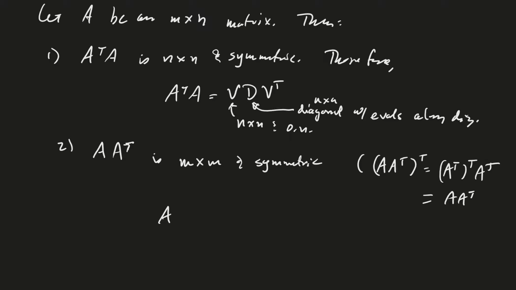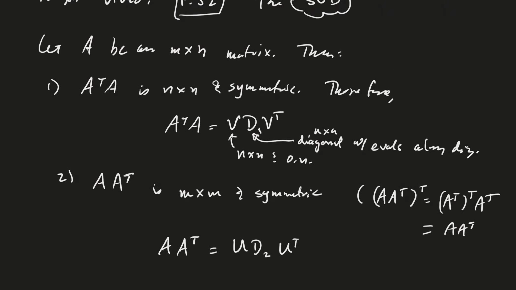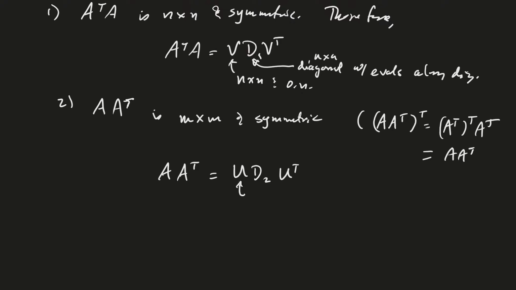And so therefore by what theorem? The spectral theorem, we can write A A transpose as U times D2, maybe I'll call this D1 for now, U transpose. And again, that's just an eigenvector eigenvalue decomposition, where U is m by m and orthonormal, and D2 is m by m and diagonal with eigenvalues on the diagonal, right?